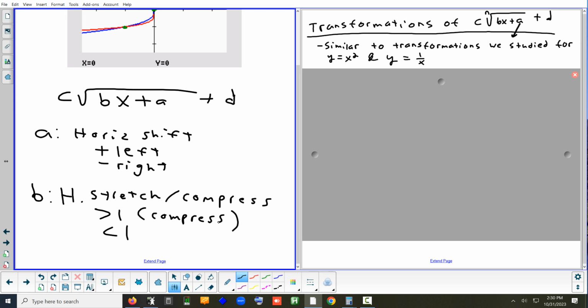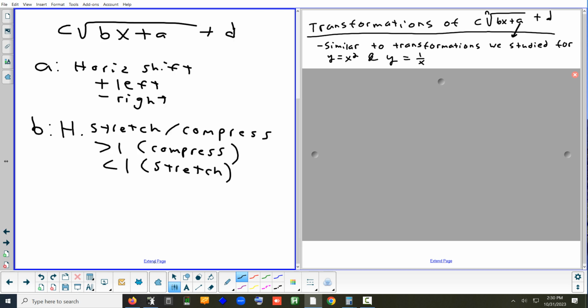What about a small number like 0.5 or 0.4? What do you think that'll do? It's going to stretch it. Stretch it. Okay, so that's B. And that covers the horizontal stuff.